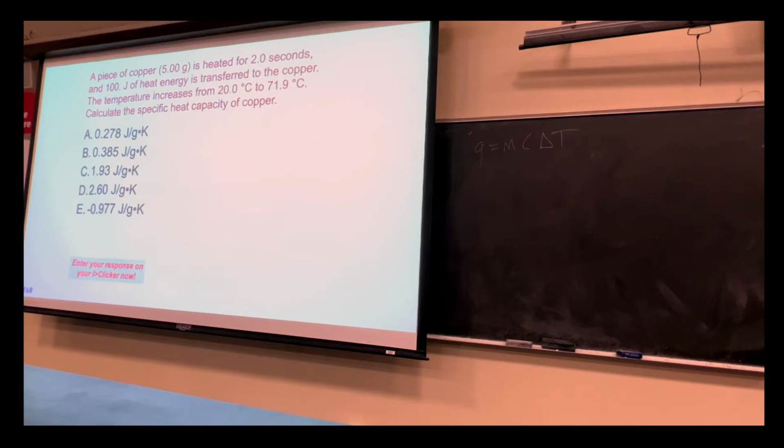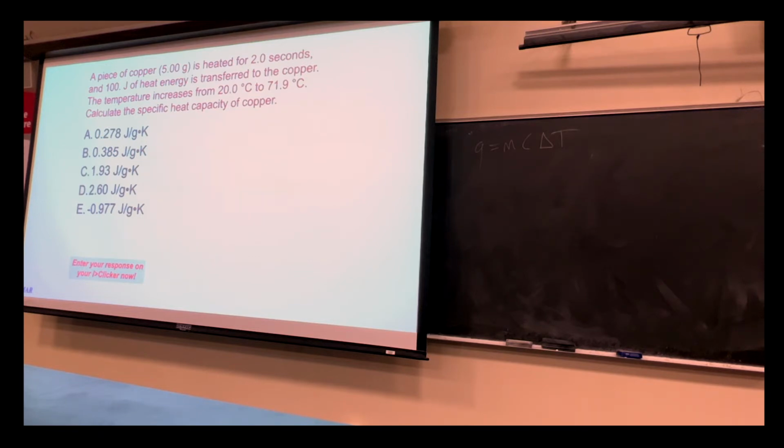But anyway, to figure this out, Q is literally just the joules, the energy transferred. So Q here is literally 100 joules. The M is the mass, 5.00 grams. We're looking for C. Delta T, final minus initial temperature. So this copper started at 20 degrees and ended up at 71.9 degrees. So final minus initial. Notice we never needed the time here. Time is usually for kinetics, which is something we haven't done that much with yet.